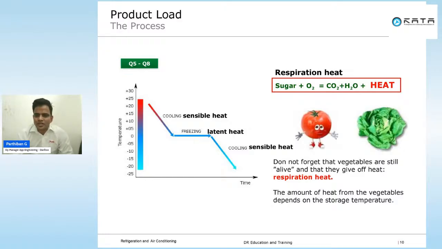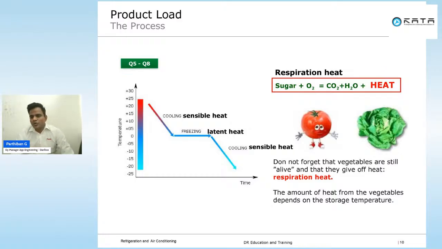Like it can be chicken or it can be fish. These materials will not respirate after harvest. Chicken or meat will not respirate. The respiration load for chicken or meat will be zero. But whereas if you store vegetables or fruits, there will be respiration because the sugar will come in contact with oxygen and it will create CO2 and water and heat.